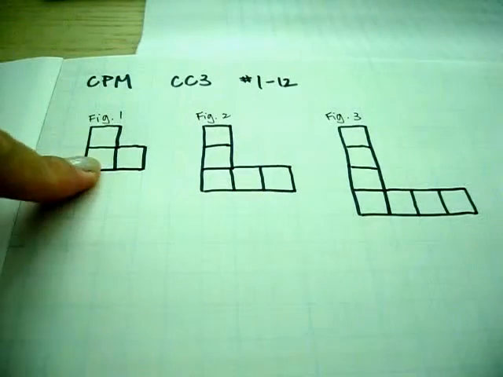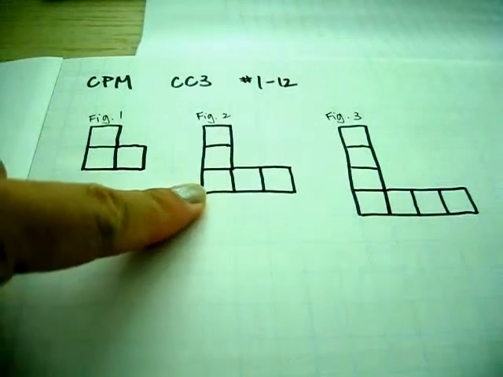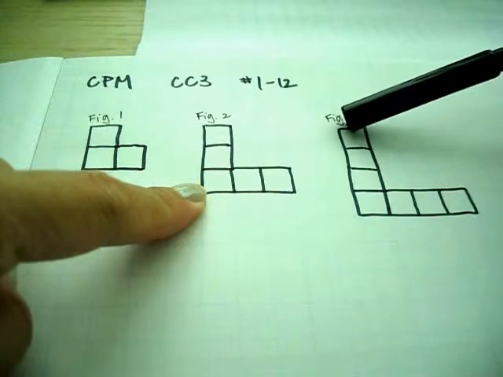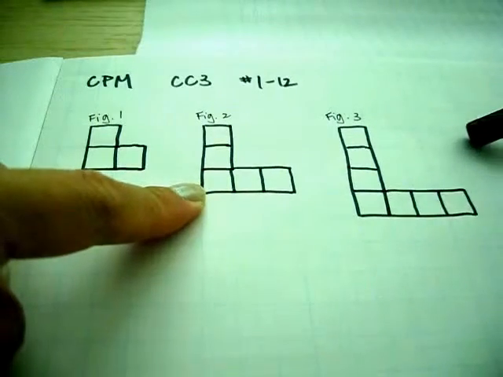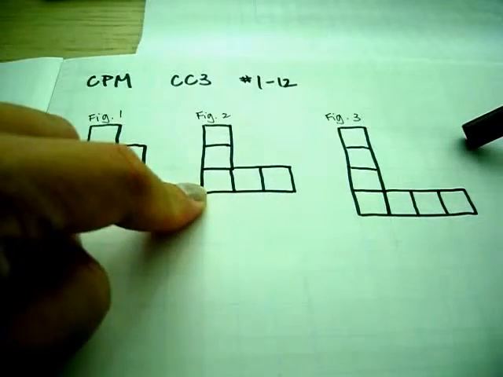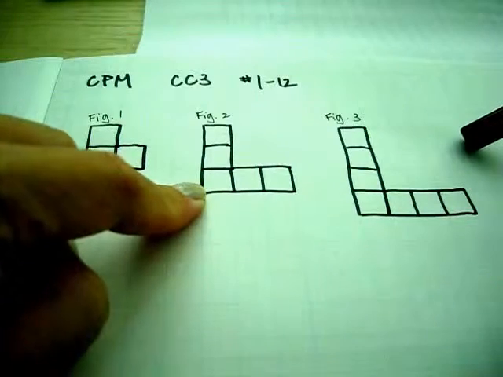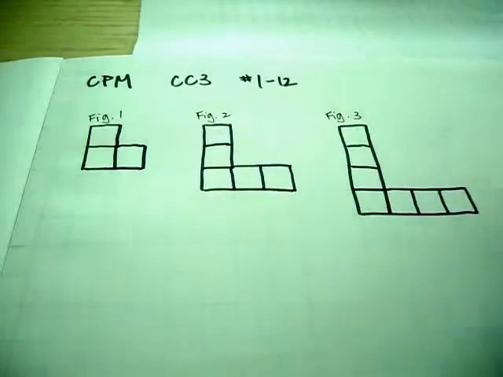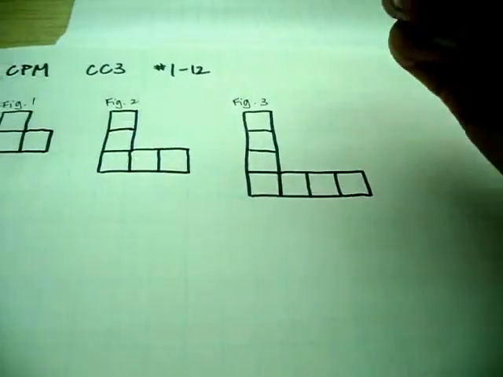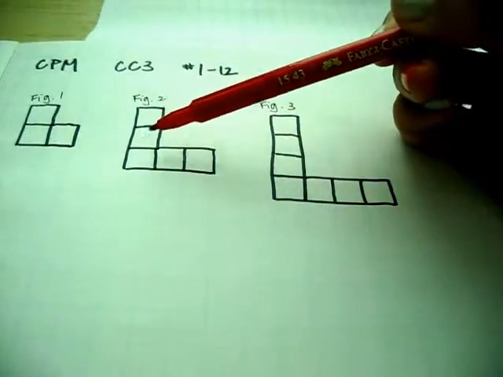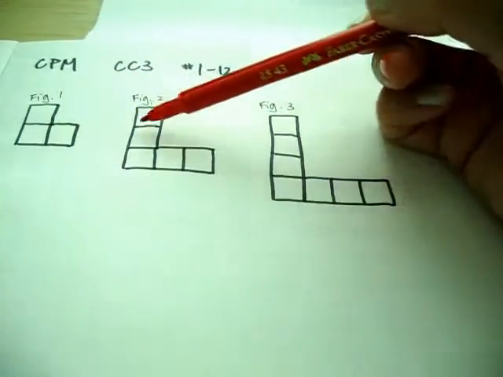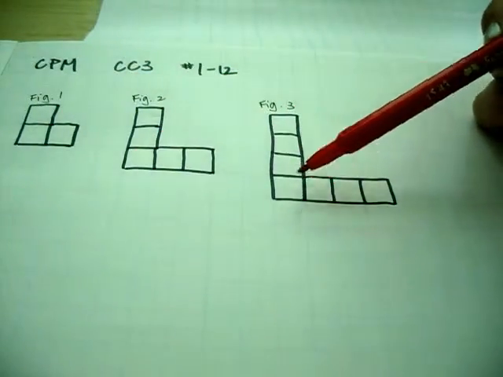So let's start. Figure 1 has 3 tiles here. Figure 2 has 5 tiles. And figure 3 has 4 going down plus 3 more, so 7 tiles all together. We need to sketch figures 4 and 5. So what's the next pattern? Let me use red for figure 4. It seems to me that each time the vertical part of the L shape is growing by 1. There's 2 in figure 1, and then there's 3, and then there's 4 in figure 3.